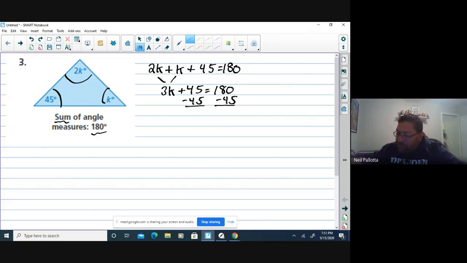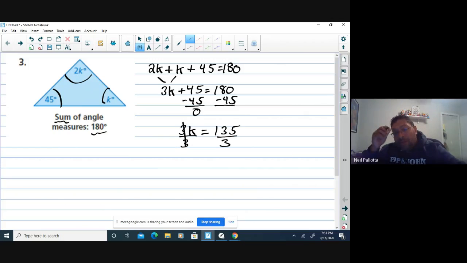So when we subtract 45 on the left side of the equation, that's going to give us 0. We're left with 3 times k on the left side of the equation. And on the right side of the equation, when we subtract 45 from 180, that's going to give us 135. The next step, we see the multiplication. We once again want to use the inverse operation, right? The inverse of multiplication is going to be division. We divide by 3 on both sides of the equation, right?